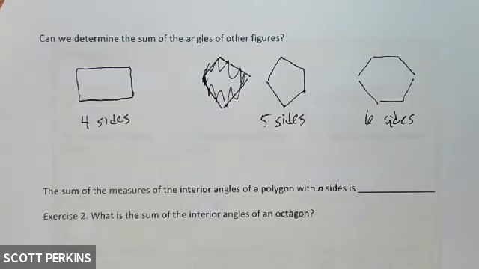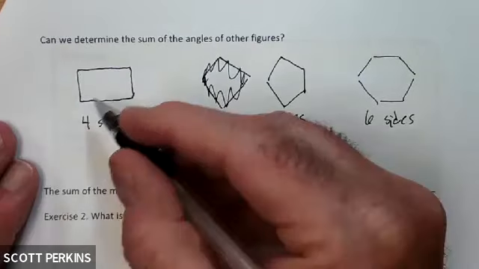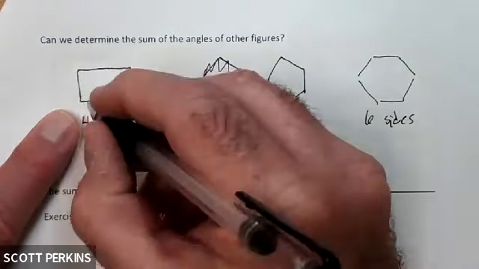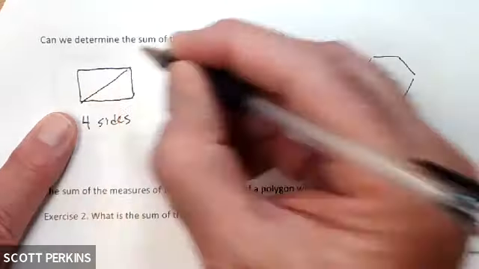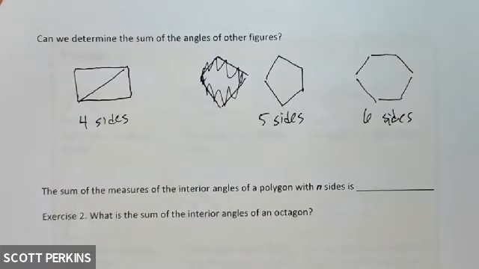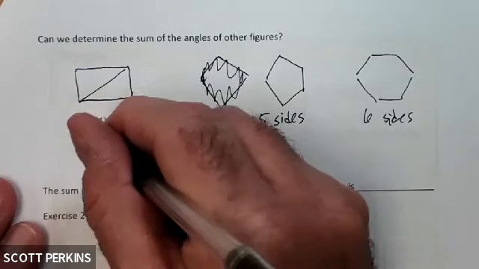Okay, so what I'm going to do with each of these figures is pick a vertex and draw diagonals to any vertices opposite. So for instance, I'm just going to start with this lower one and draw a diagonal, just like that. The reason I've done that is now I've divided that four-sided figure into how many triangles? Okay, now there's two triangles.